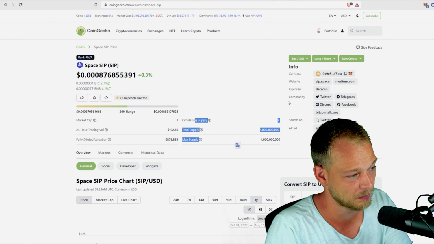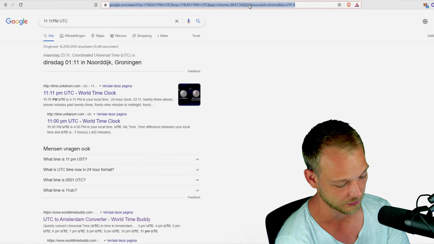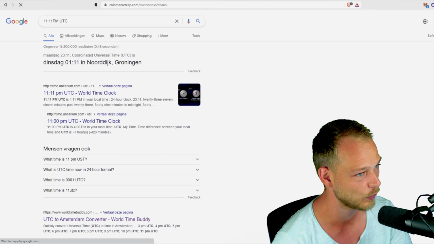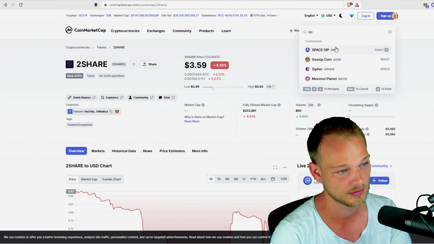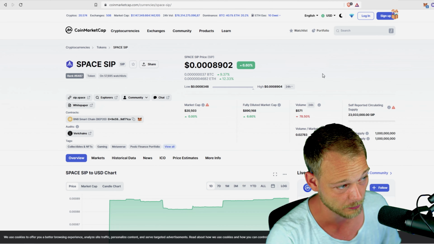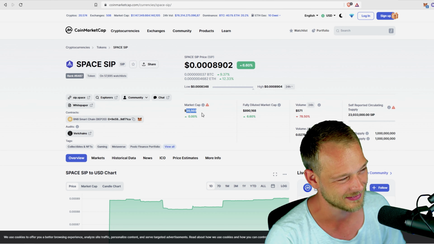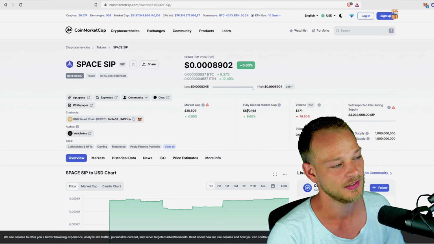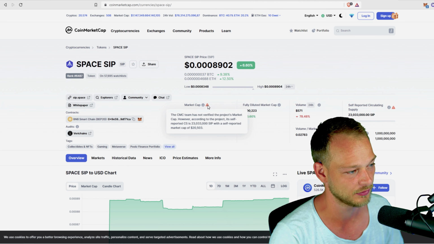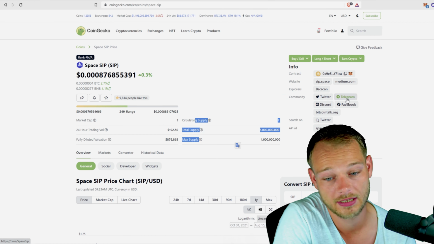You can see the circulating supply though. That's CoinGecko. That's usually not so good with that kind of stuff. So in that case, we have to take a look at CoinMarketCap. That has that information, usually more on point. Market cap $20,000. Okay. I don't know if that's correct. The fully diluted 900,000. So you might want to check out, like, okay, what is this?